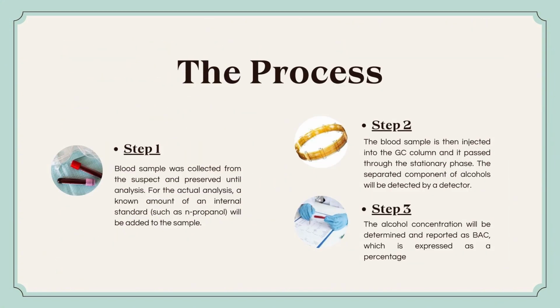The process. Step 1. A blood sample is collected from the suspect and preserved until analysis. For the actual analysis, a known amount of an internal standard such as n-propanol is added to the sample. Step 2. The blood sample is then injected into the GC column and passed through the stationary phase. The separated components of alcohol are detected by a detector. And lastly, step 3. The alcohol concentration is determined and reported as BAC, which is expressed as a percentage.